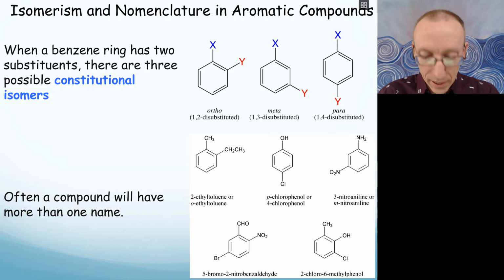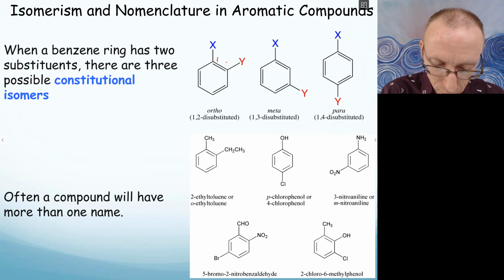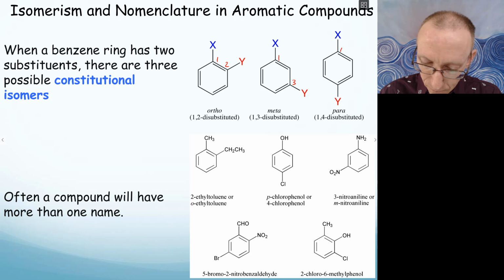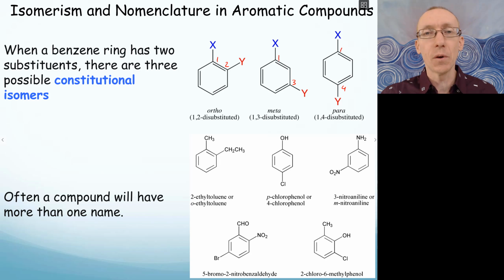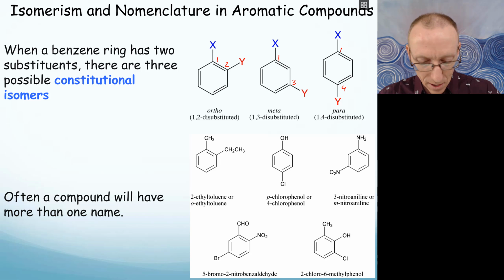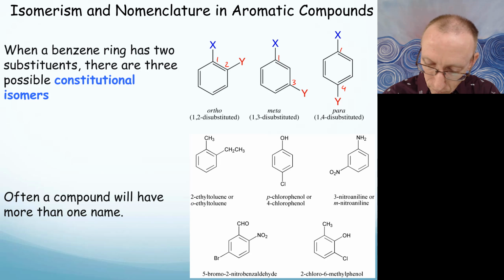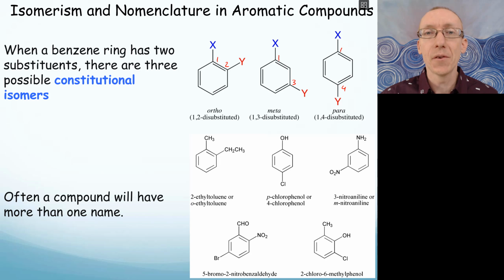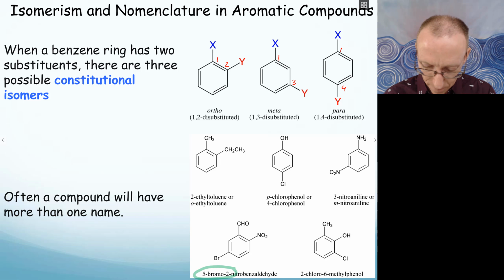So in the IUPAC rules, this would be a 1,2 compound, this would be a 1,3 compound, and this would be a 1,4. But traditionally, we've called these ortho, meta, and para, as shown there. Now, when we get up to more than 2 substituents, we can't use the simple ortho, meta, para, and so we go back to our numbering.